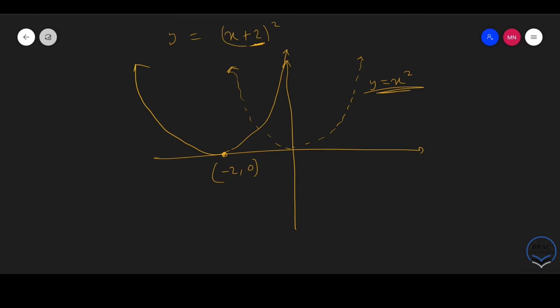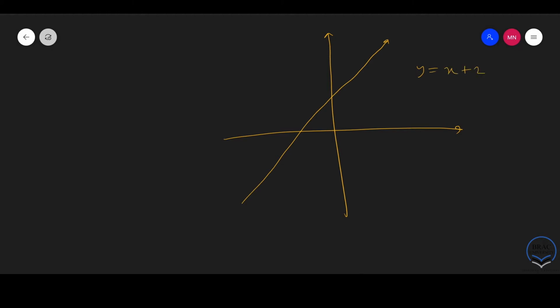Right, so this is just some of the graph transformation rules. Now, before we move on to try and graph some functions, let's take a look at the very first function that we discussed once again. So we have a linear function. Let's say this is y is equal to x plus 2, right?